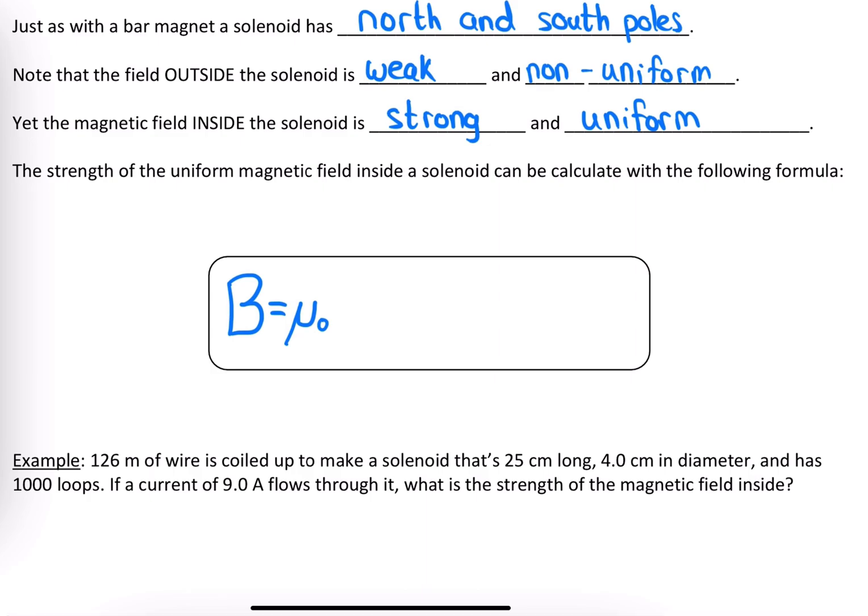And the other things that go into this formula are N, which is the number of loops in my coil when making my solenoid, and L, which is the length of the solenoid, and I, which is the current going through the solenoid. So let's write all this down.